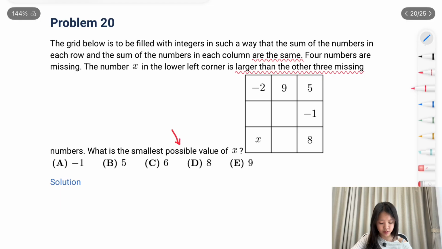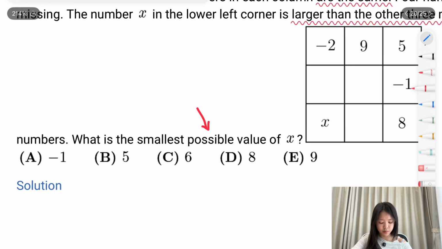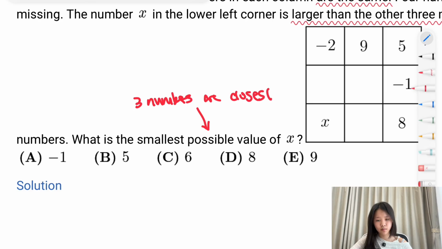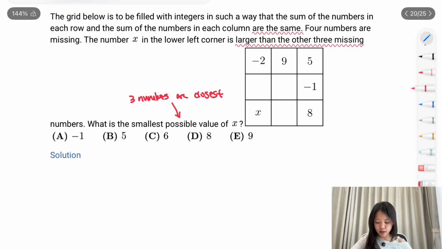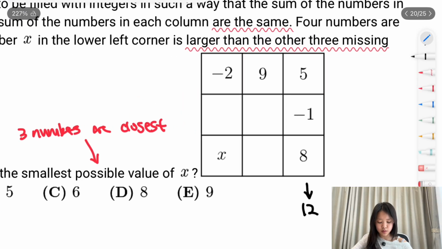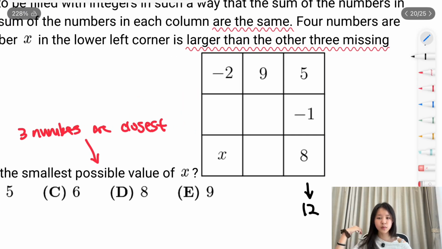So with the smallest possible value of x, it means that the 3 numbers are as close as possible. So notice here that it already tells us that the sum of the rows and the columns are 12. So we can first just test out some numbers.